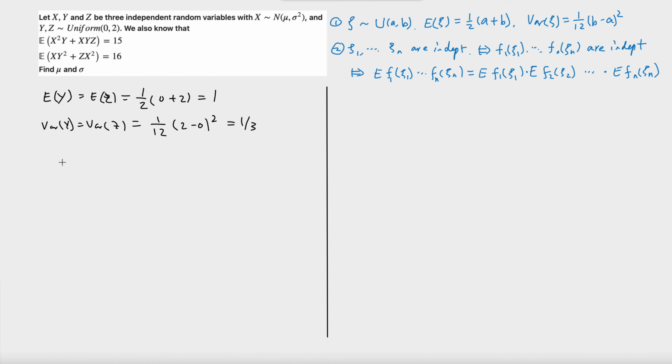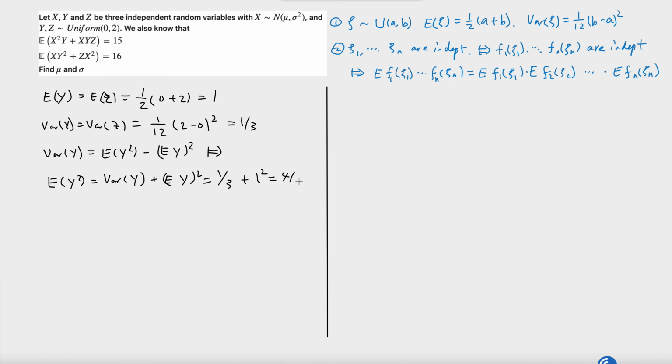Now, we also want to compute the expected value of y squared because we have y squared here. First, the variance of y is equal to the expected value of y squared minus the square of the expected value of y. So this implies the expected value of y squared is equal to the variance of y plus the square of the expected value of y. The variance of y is 1/3, plus the expected value of y, which is 1, squared, and this is equal to 4 over 3.